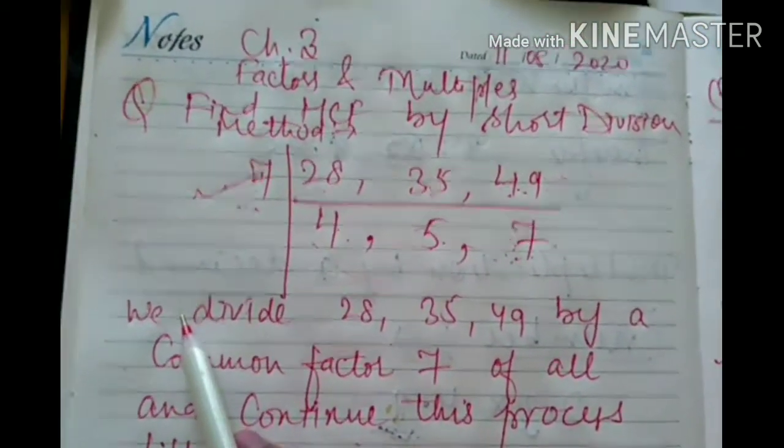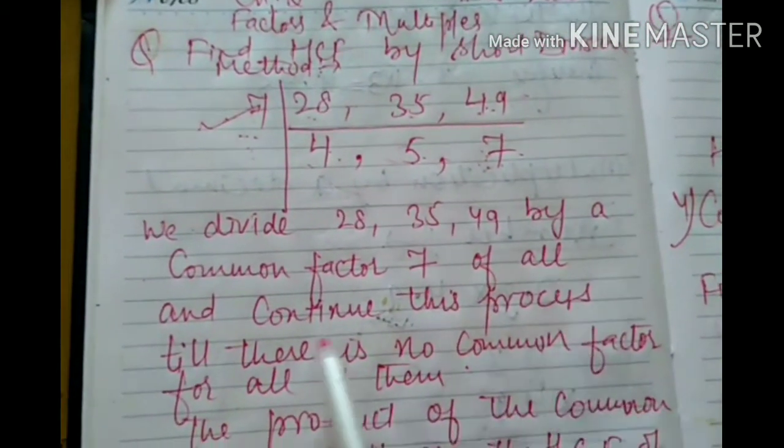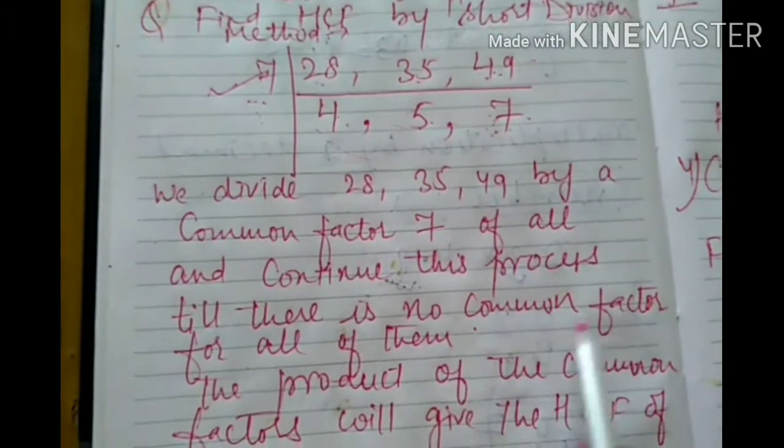Then we divide 28, 35, 49 by a common factor 7 of all, and continue this process till there is no common factor for all of them.